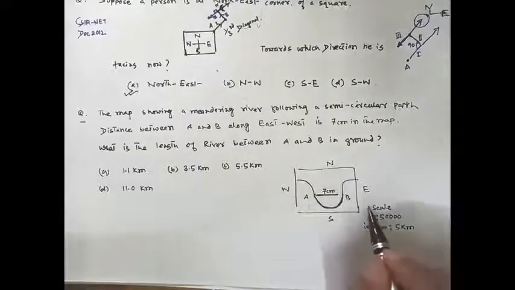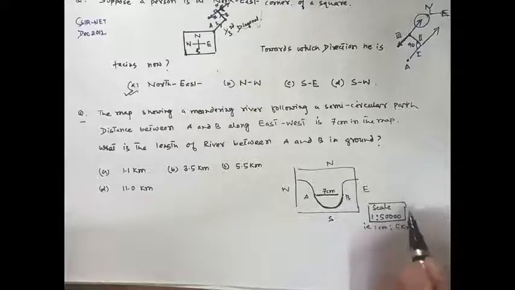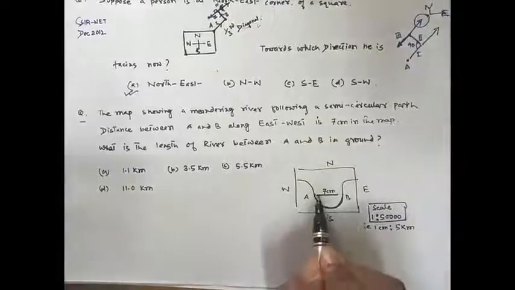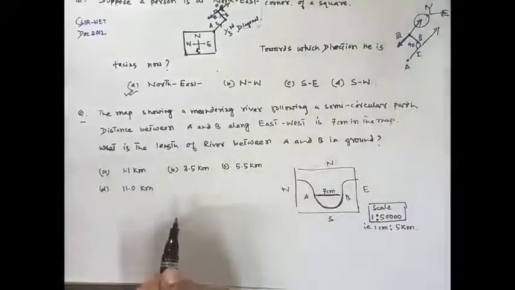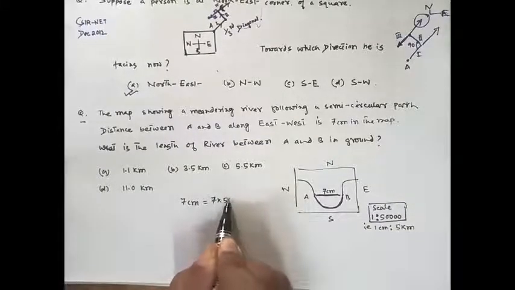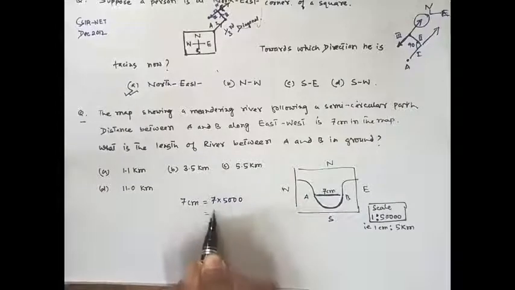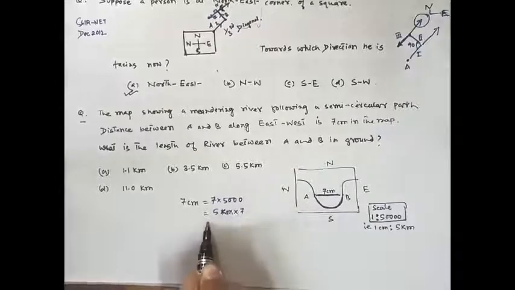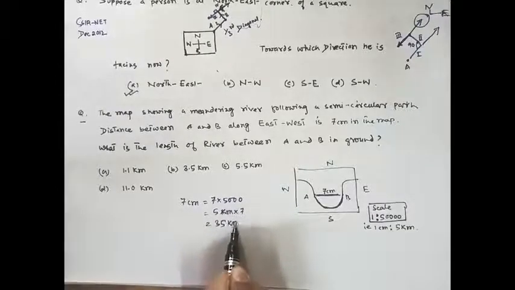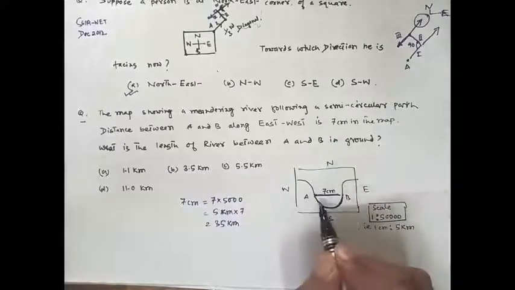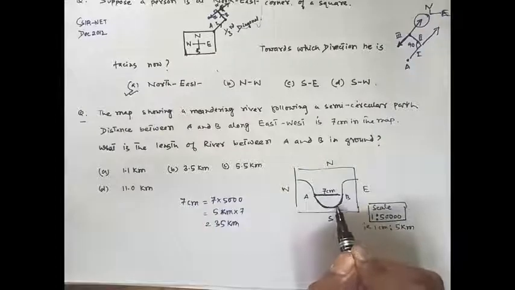The scale in the given figure is 1:5000. So for 7 cm, the distance will be 7 into 5000. So 5 kilometer into 7 gives 35 kilometer. So the distance between A to B is 35 kilometer. We are supposed to find this distance A to B.